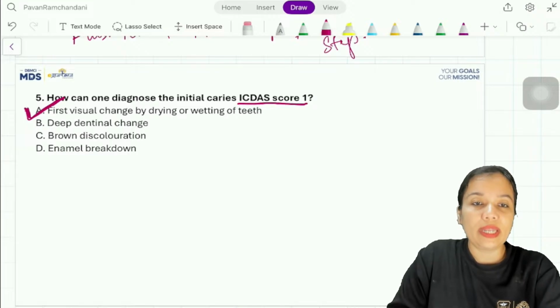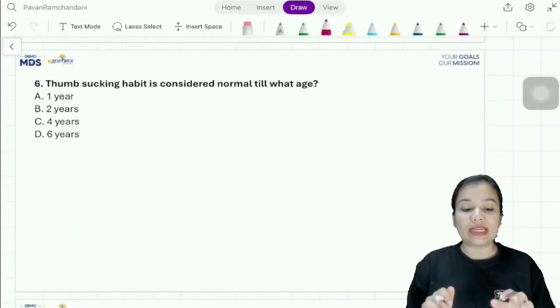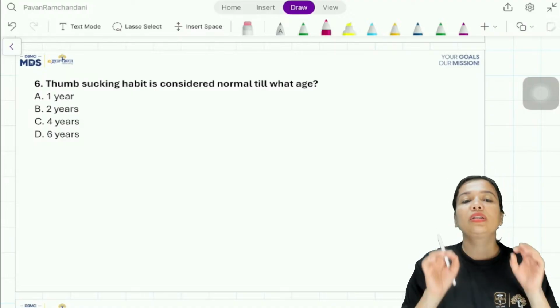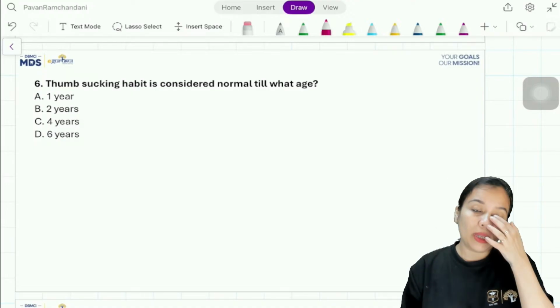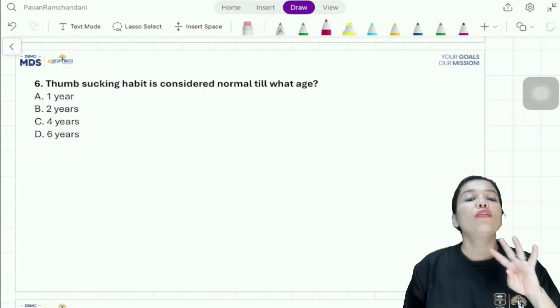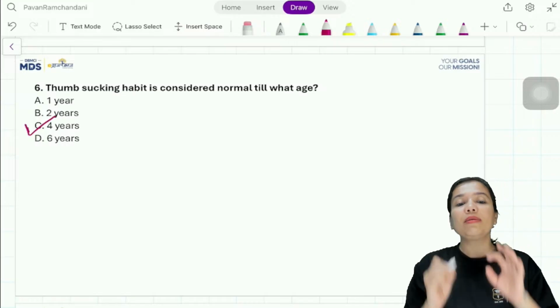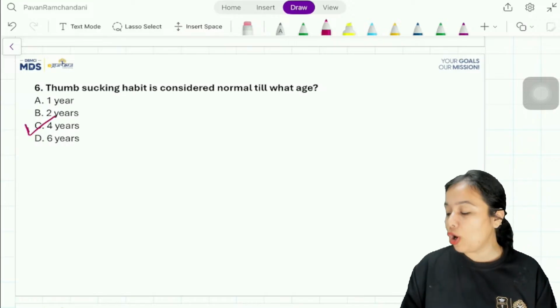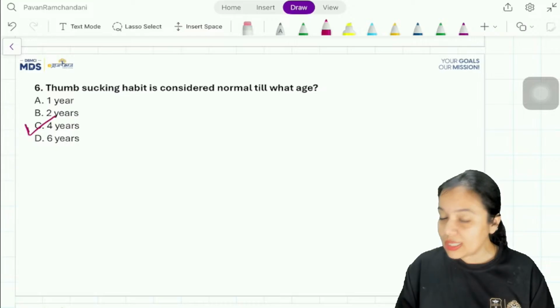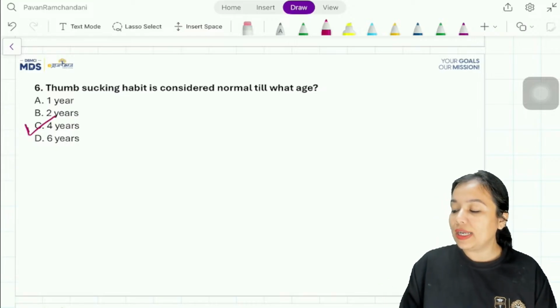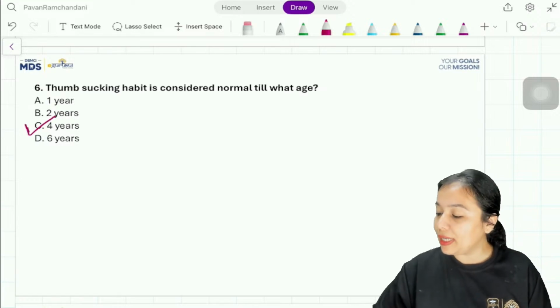Okay. The next question, that is question number 6, is thumb sucking habit is considered normal till what age? So the thumb sucking habit is considered normal until the age of 4 years. Okay, so basically thumb sucking is generally considered normal up to the age of 4 years. And up till this time, basically there is no malocclusion that is happening.